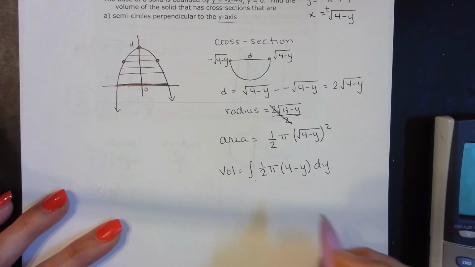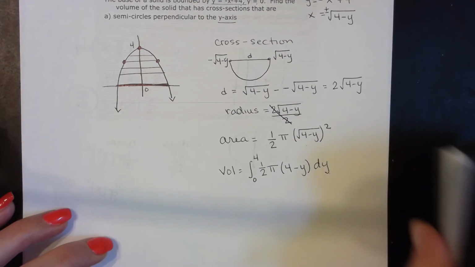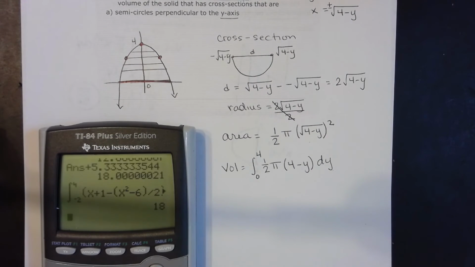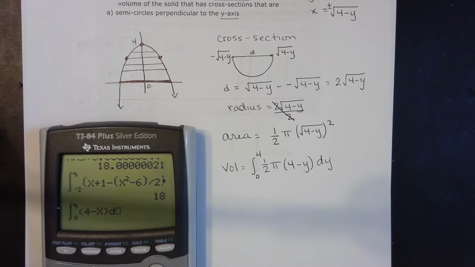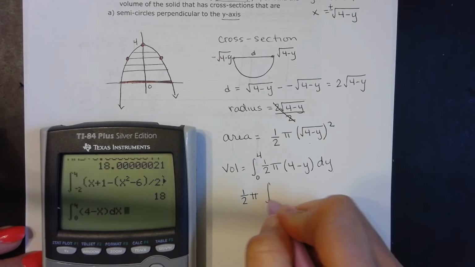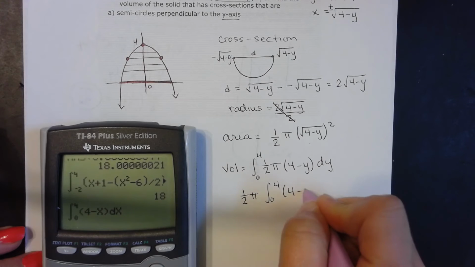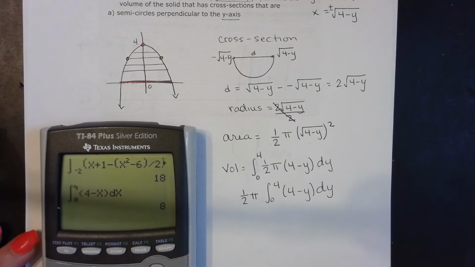So then we can put that in our calculator. We'll just let it do the work for us this time. So math, option number 9 is integrate. So I'm going to go from 0 to 4. And I'm just going to do the 4 minus y, because I'm just going to stick the 1/2 pi out to the front. It's a constant, so it can just sit there. So hit enter. So I get 1/2 pi times 8. So that's 4 pi.